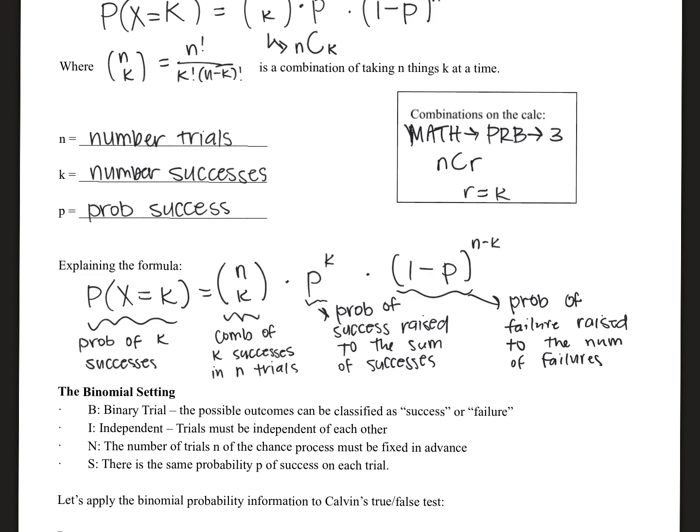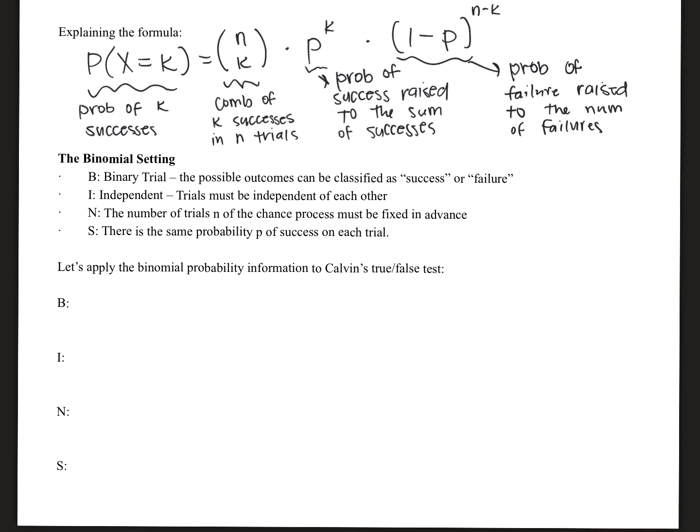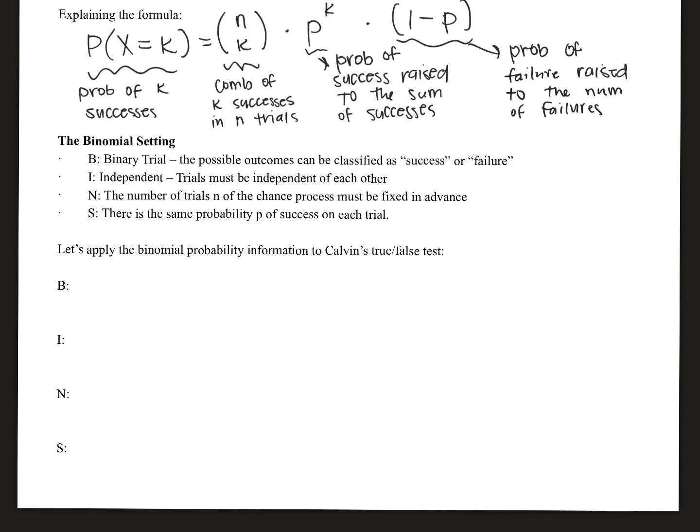So if we're doing our binomial setting, we have to make sure, and this is like a little acronym to help you remember. We have to check that it's a binary trial, so 2 outcomes. Independent, so the trials must be independent of each other. N, number of trials, and then S, same probability of success. So BINS, if you want to kind of help remember.